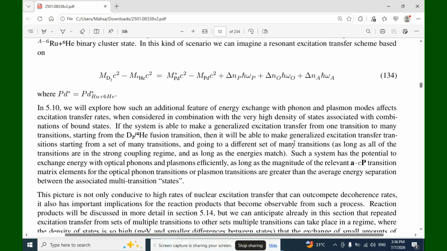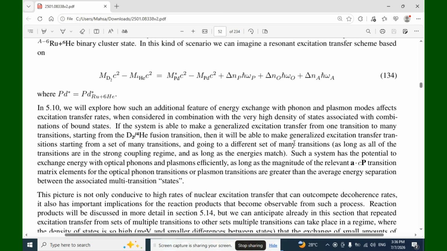m deuterium c^2 minus m helium-4 c^2 is equal to m palladium star c^2 minus m palladium c^2 plus delta n_p h omega_p plus delta n_o h omega_o plus delta n_r h omega_r, where palladium star is equal to palladium star Ru plus helium-6 in 5.10.